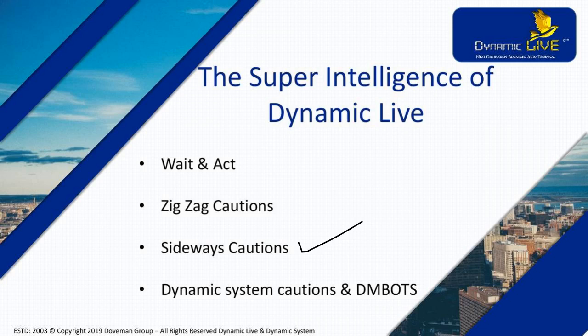Right? And similarly, we have these dynamic system cautions and DMBOTs. Now these are very important intelligence here. Now whenever there is a major movement happening in the market, now off late you must have seen some major movement happening in the market. The prices coming down in a very big way for the last one entire month, right? One entire month it has come down in a way that almost 3 years of up movement has come down in just a matter of 1 month, isn't it?